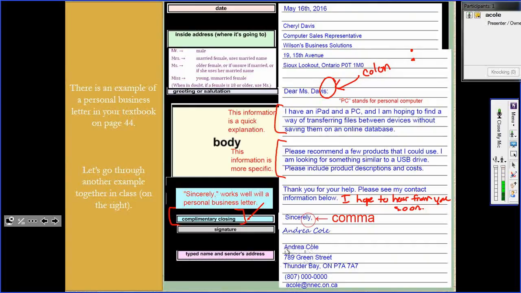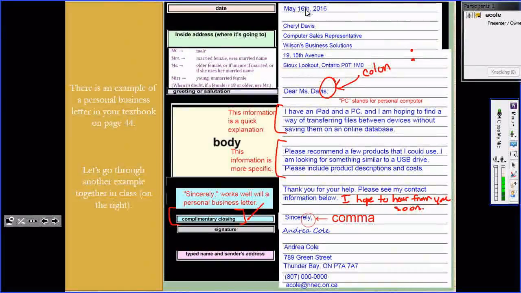So I've made this up, right? I've got my name, and I say 789 Green Street, and I've got my address in Thunder Bay, and then I just put in a 000 phone number here, and then I put in my email. So that's what a letter looks like. This is a good example of how your letter should be formatted, right? With the date and the address and the greeting and the information and the closing and your signature and then your address.